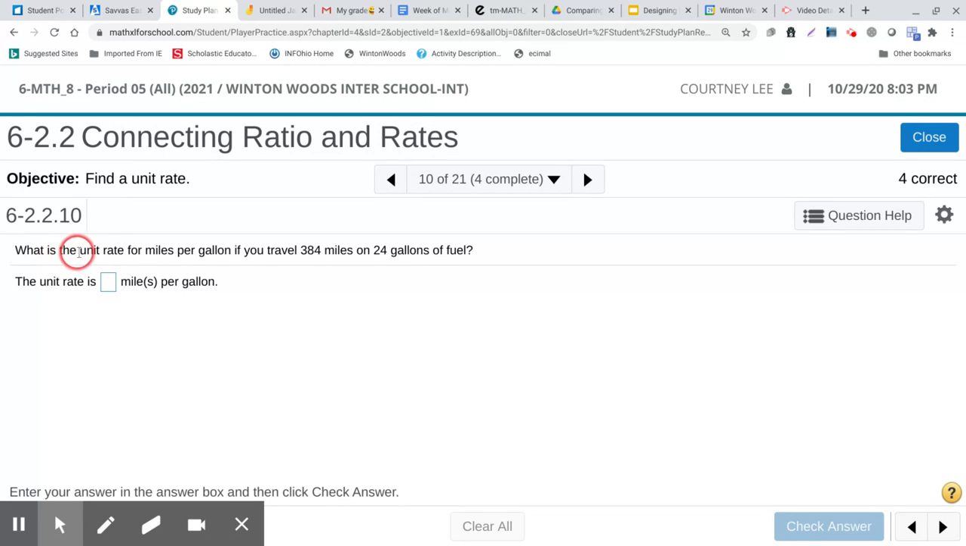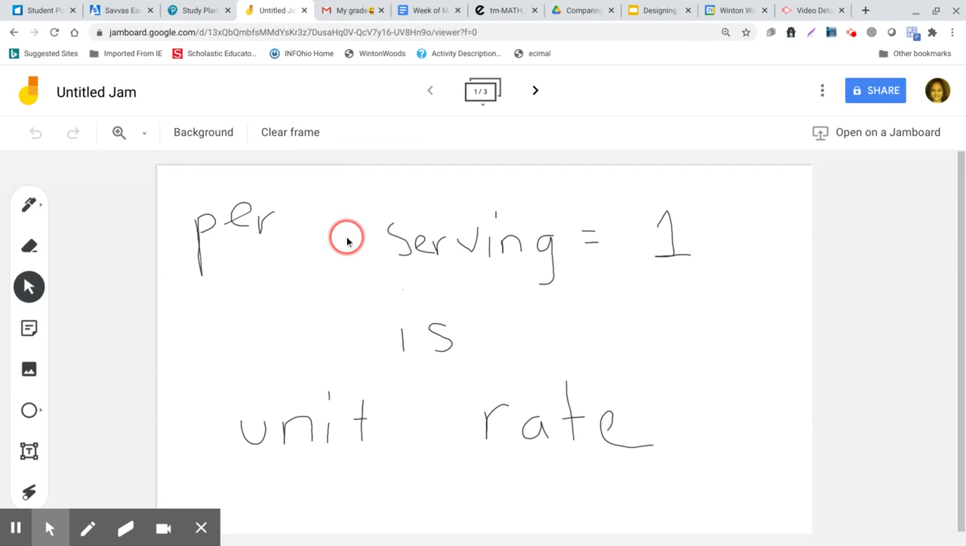Find the unit rate. What is the unit rate for miles per gallon if you travel 384 miles on 24 gallons of fuel? So I want per 1 gallon. So how do I go from 24 to 1? What division do I have to do? Probably 24 divided by 24, right? So my rule must be scale down by a factor of 24. So if you remember these notes, per serving or per gallon or whatever, it means 1. So this is a unit rate problem.